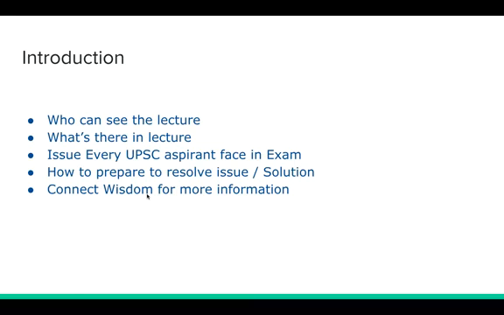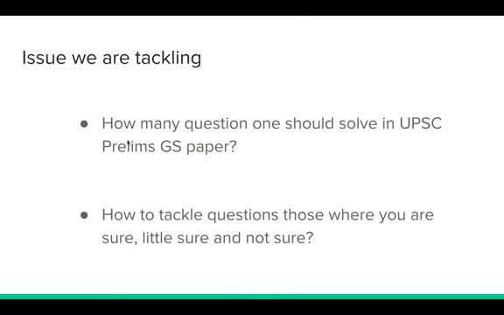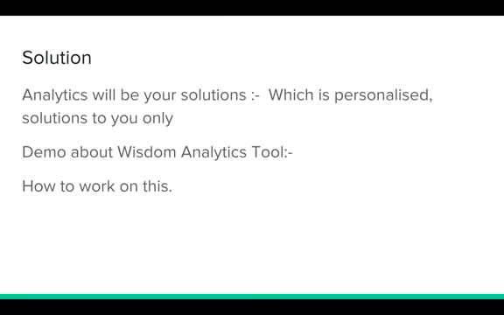You can connect with Wisdom Academy for this particular tool that we have created. The issue we are tackling here is how many questions one should solve in the UPSC Prelims GS paper, and second, how to tackle questions where you are sure, a little sure, or not sure. There is always a confusion whether I should solve this particular question or skip it, because if you solve it, you take a risk of negative marking. So we are coming with a solution here, an analytical tool which you can personalize. I will let you know how it works.